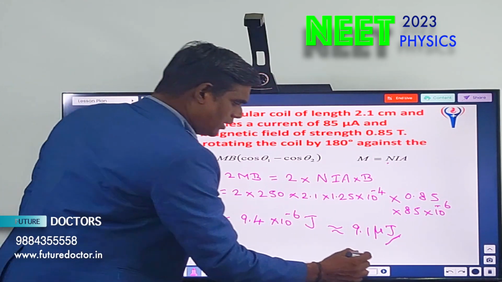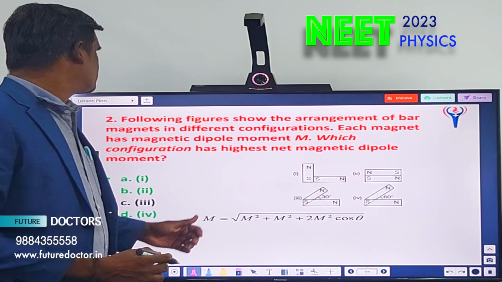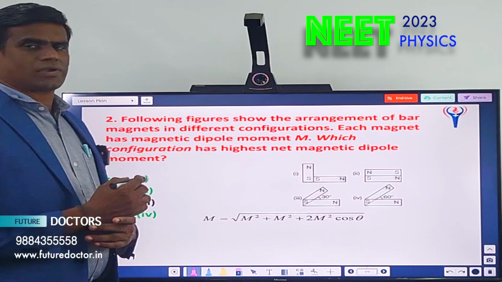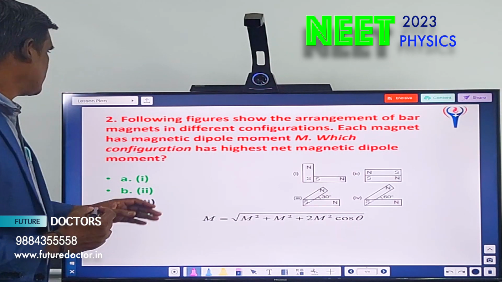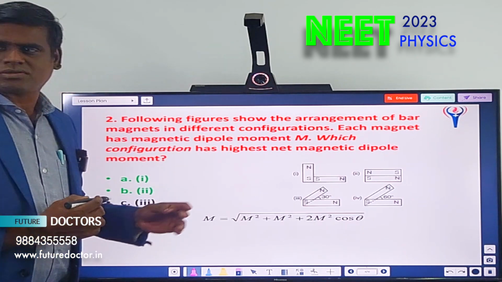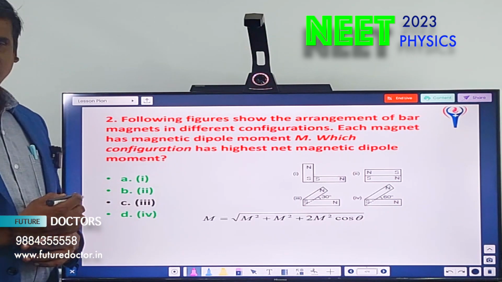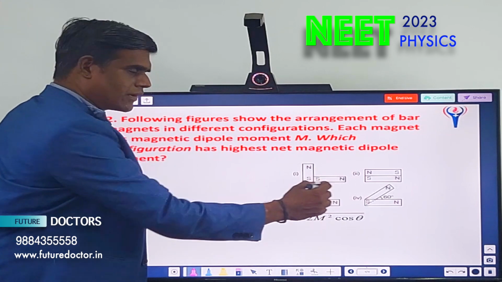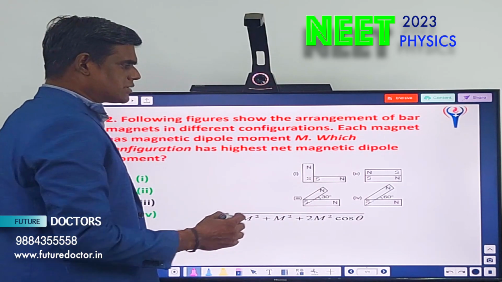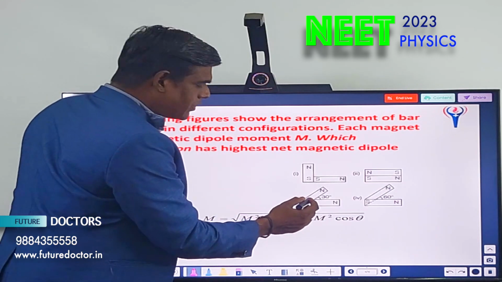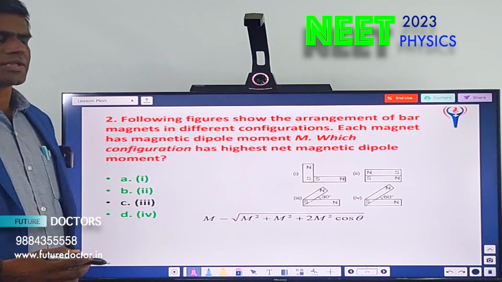Let's move to question number 2. Following figures show the arrangement of bar magnets in different configurations. Each magnet has magnetic dipole moment capital M. Which configuration has highest net magnetic dipole moment? These are the 4 different configurations. That is, 2 bar magnets kept perpendicular like this, another one parallel, another one kept at 30 degree angle, another one kept at 60 degree angle.